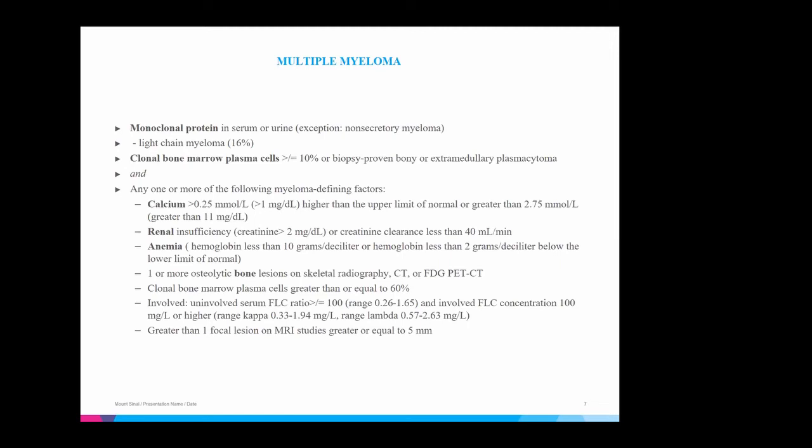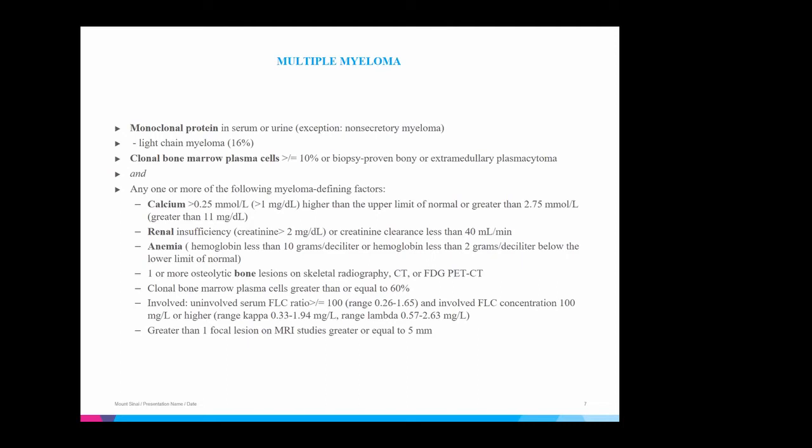So the definition of multiple myeloma requires a monoclonal protein in the serum or urine, except for those rare cases who have non-secretory myeloma. Just to point out that patients with light chain myeloma don't have an intact immunoglobulin protein, and may just have light chains in the urine and or the serum. And monoclonal bone marrow plasma cells greater than 10% or a biopsy proven bony or extramedullary plasmacytoma, plus any one or more of the myeloma defining factors.